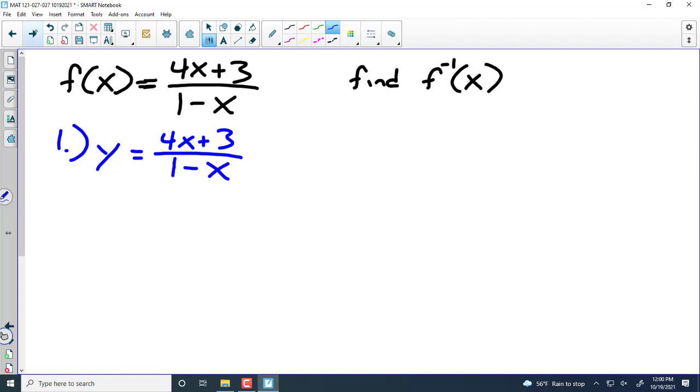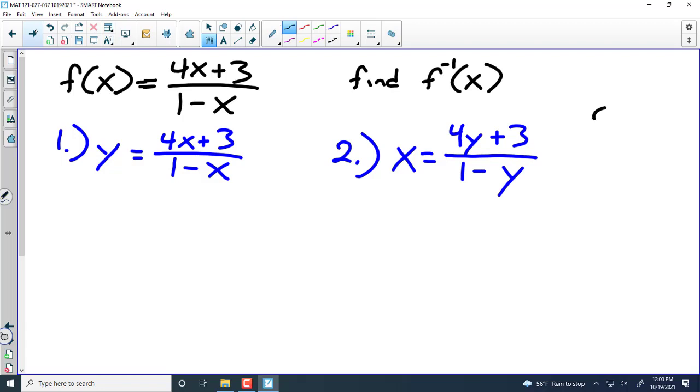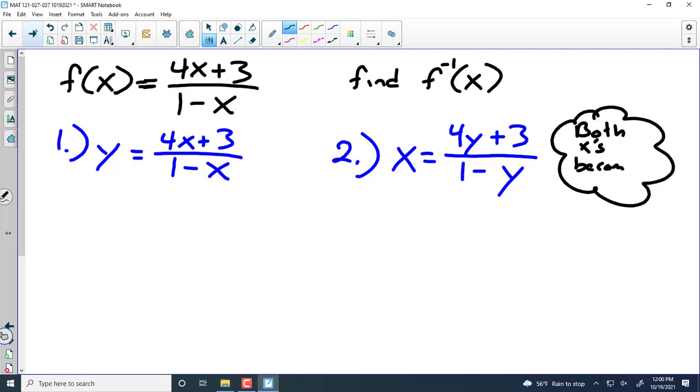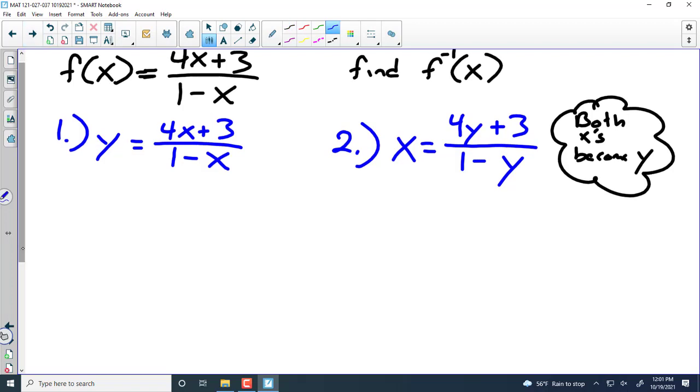But here, for the first time, on step 2, I want you to notice that both x's become y. Because there were two x's in the equation, they both have to become y. This is about as hard as these finding the inverse problems get. What makes that look so hard, everyone?